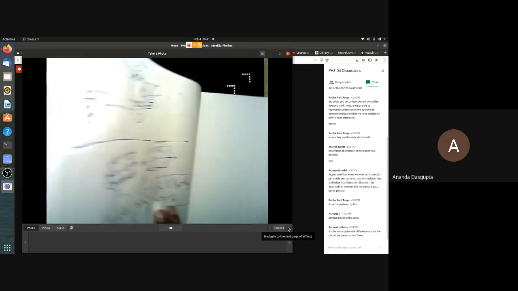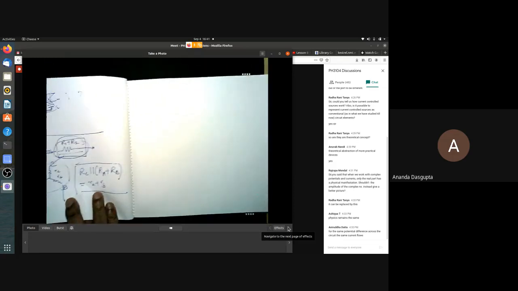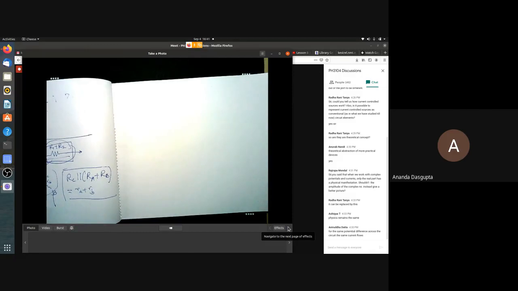Okay, now let me come to Rajrupa's question. She asked, when we work with complex potentials and currents, only the real part has a physical manifestation. Shouldn't the amplitude of the complex number instead give a better picture? Actually, no.